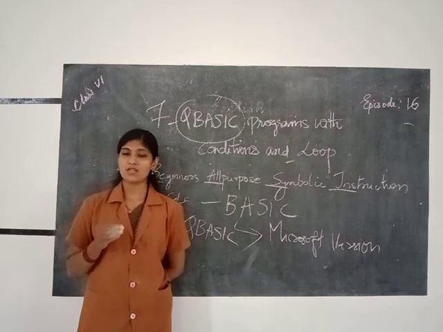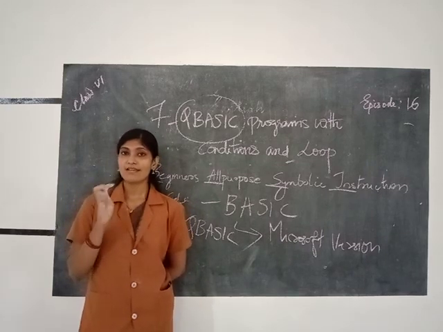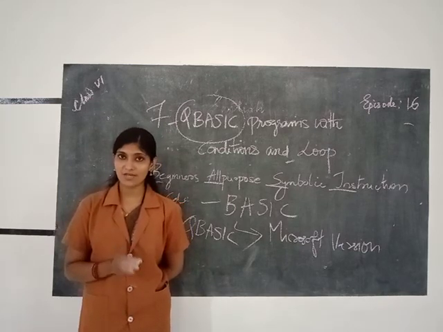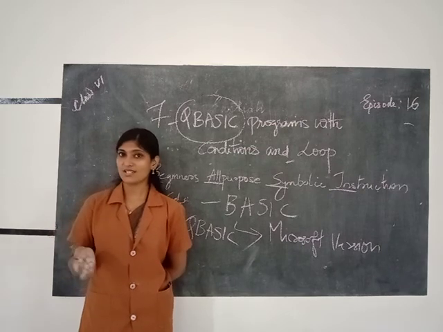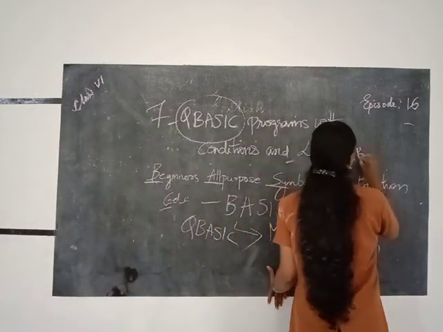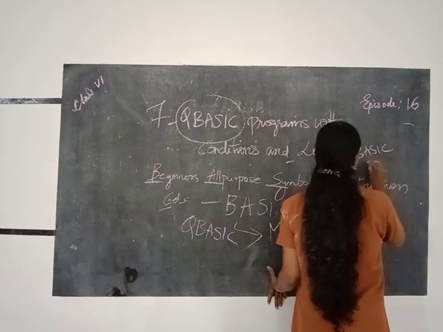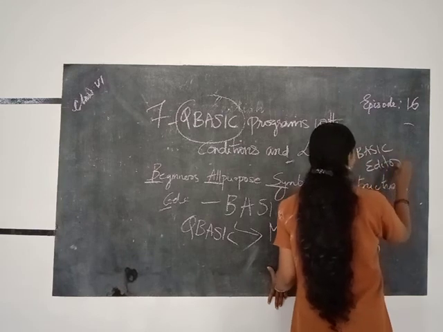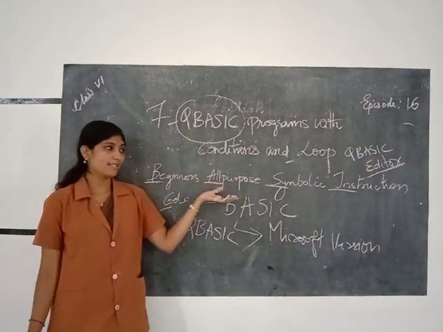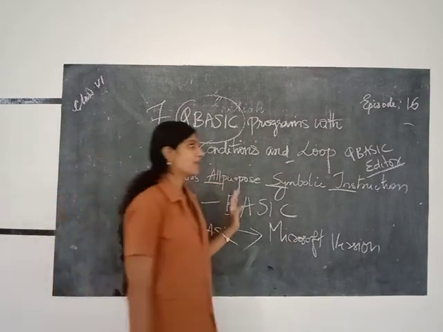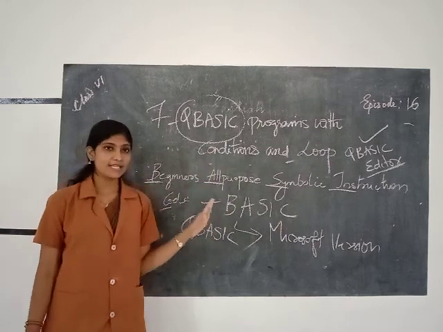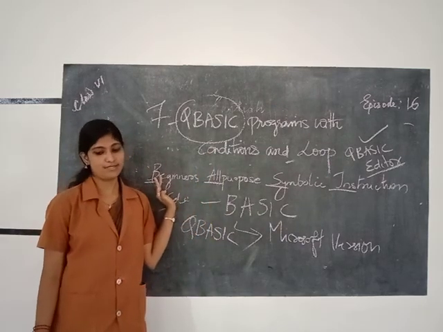So here there is an editor. Editor is the place where you can write the codes, where you can write the instructions. That is the Q Basic Editor. What is the name? Q Basic Editor. It is the place where you can write the programming code. And the Q Basic Editor is for the Q Basic programming language.